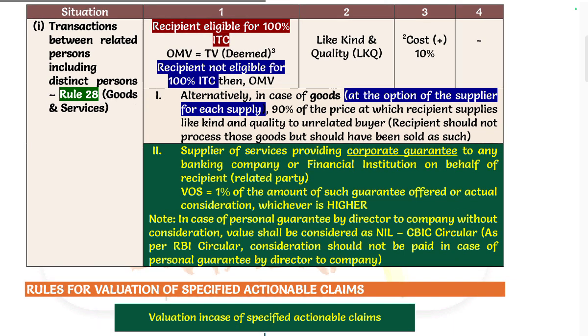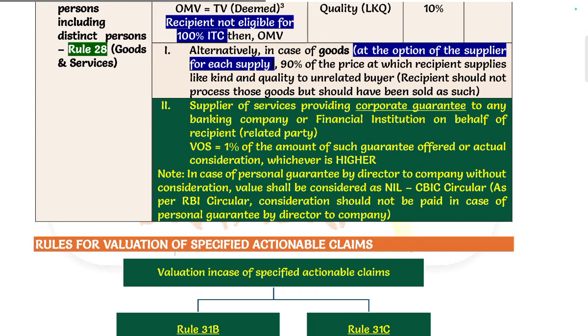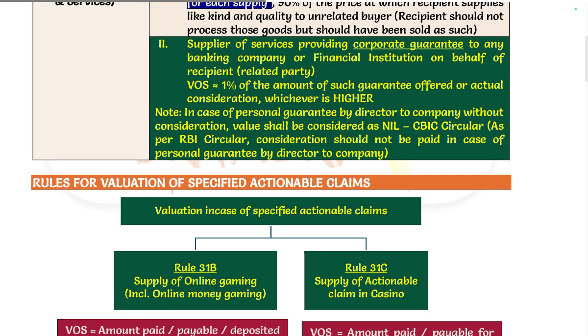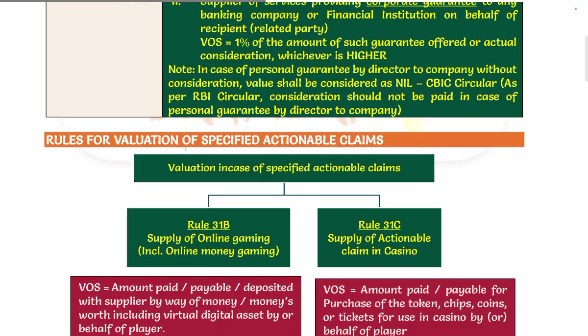Supplier or services: the provider supplies a corporate guarantee to any banking company or financial institution on behalf of the recipient related party. Value of supply is equal to 1% of the amount of guarantee offered or actual consideration, whichever is higher. Now, in the case of personal guarantee by director to company without consideration, value shall be considered as nil. And as per CBIC circulars and RBI circular, consideration should not be paid in case of personal guarantee by the director to company.